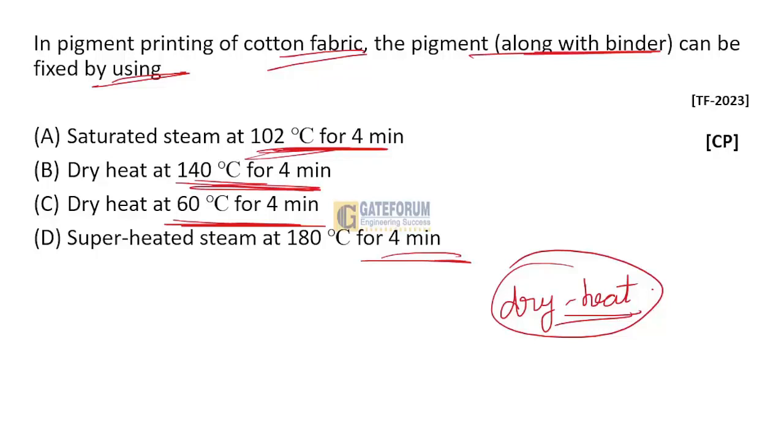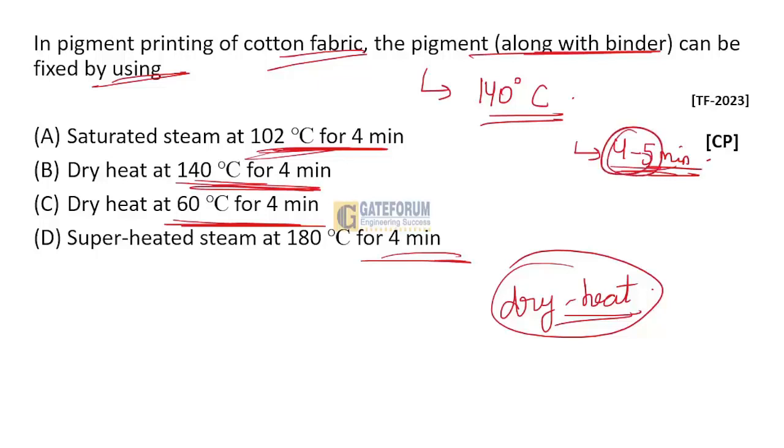So the correct temperature and time is also required for fixing the pigment. It depends upon the type of the pigment and binder as well as the type of the fabric. In case of cotton, generally the temperature taken is around 140 degrees Celsius, and the time is taken as 4 to 5 minutes. This is suitable for fixing the pigment onto the fabric.